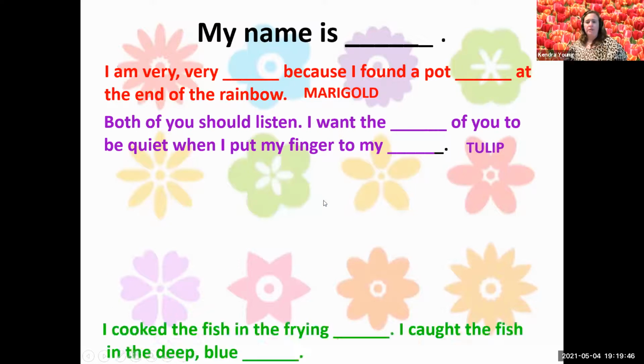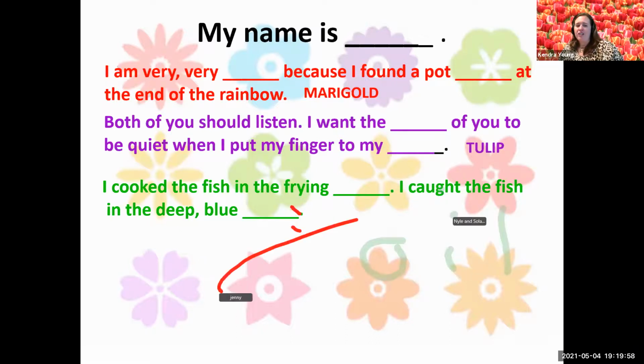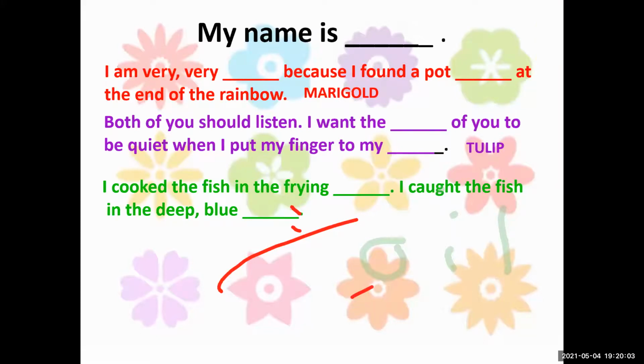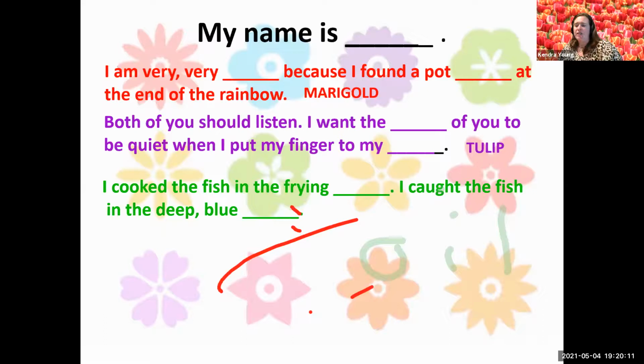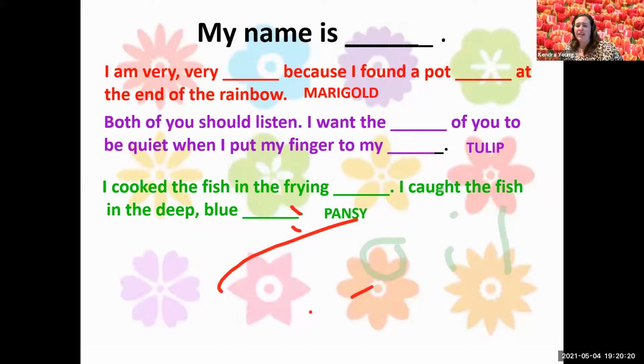Hold on, it won't advance. There we go. Tulip. I cooked the fish in the frying what? Let's just answer it. So you unmute yourself. I cooked the fish in the frying what? And I caught the fish in the deep blue what? Pan. Sea. You caught the fish in the deep blue sea. What do you fry it in? You cook the fish in the frying pan. Pansy. Good job. All right, next one.